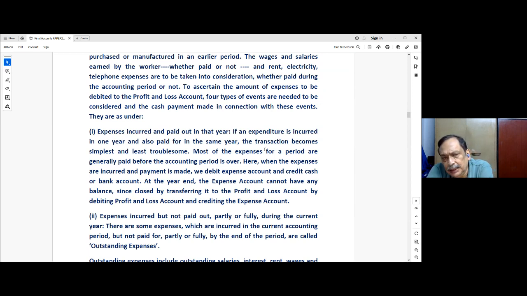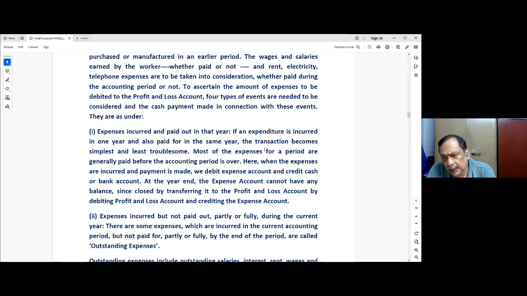If an expenditure is incurred in one year and also paid for in the same year, the transaction becomes simplest and least troublesome. So mind the language: if an expenditure is incurred in one year and also paid for in the same year, the transaction becomes simplest and least troublesome. Most of the expenses for a period are generally paid before the accounting period is over.